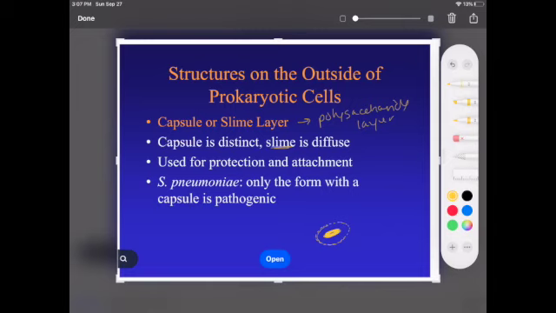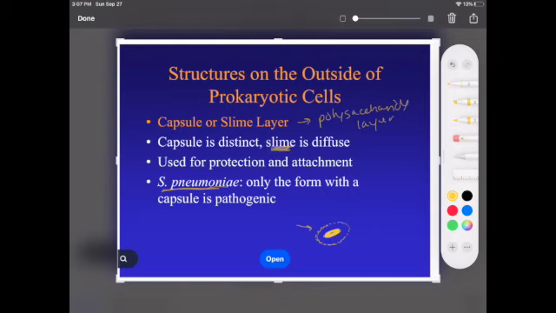They use it for attachment to other surfaces, meaning maybe an inanimate surface, or even your cells. So I have here Streptococcus pneumoniae. Only the form that has a capsule is actually pathogenic, is infectious. It's much more infectious because it can stick to the cells lining your lung much more readily that way.